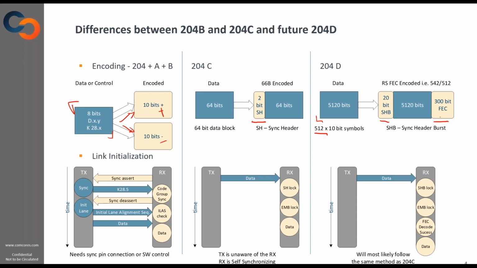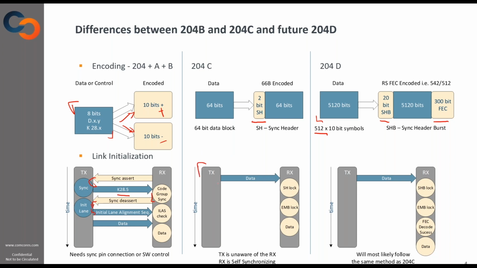And also the way the link is initialized varies between the different standards. In the 204A and B, and mostly you'll be working with B these days, it is sort of a handshake mechanism where the RX requests synchronization from the TX, which sends special control characters called K28.5 characters in the 8b/10b encoding, which the RX synchronizes to, so it finds the word boundaries. When it establishes a word boundary, it deasserts the sync, saying, okay, I don't need you to send the sync anymore, and the TX will then send an initial lane alignment sequence, which is sort of like a hello sequence of incremental bits plus some configuration data that is only checked, and then that will be followed by actual data.